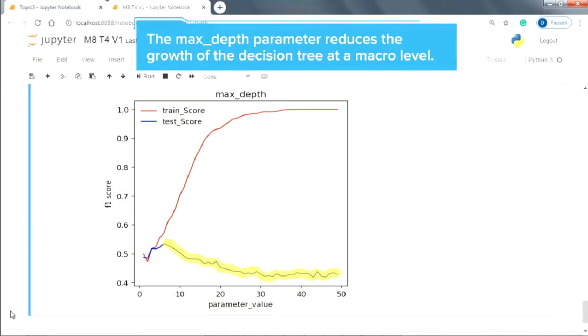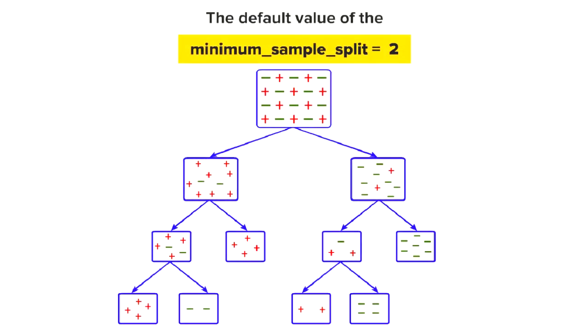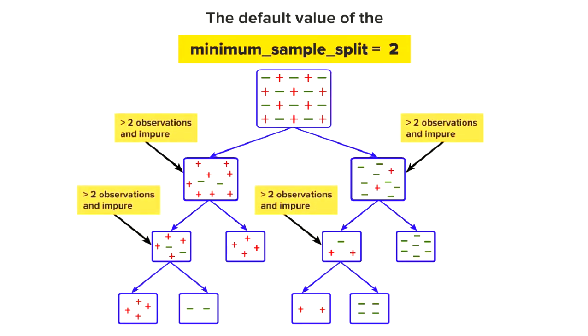Among the parameters of decision tree, max depth parameter works on the macro level by greatly reducing the growth of the decision tree. Now the next hyperparameter that we will be looking at is the min sample split. It is a parameter which tells the decision tree what is the minimum required number of observations in any given node in order to split it. The default value of minimum sample split is assigned to 2. We can change this value as per our requirement. The value of 2 means that if any terminal node has more than 2 observations and is not a pure node, it can be split further into subnodes.